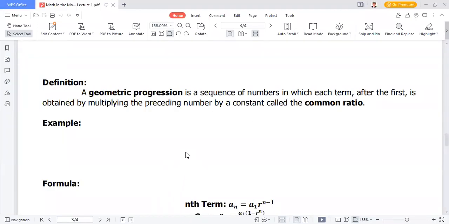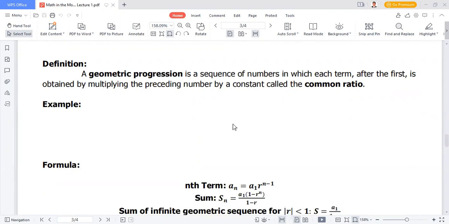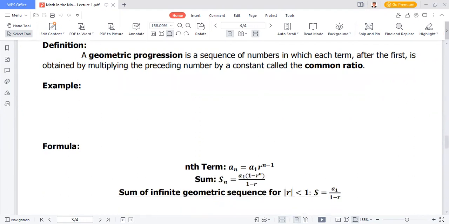Okay, so for the continuation of our discussion, let's discuss geometric. Let's proceed to geometric progression. So, definition: a geometric progression is a sequence of numbers in which each term after the first is obtained by multiplying the preceding number by a constant called the common ratio. Example of geometric progression, we have 2, 4, 8, 16, and so on. So, yan yung example ng geometric progression.